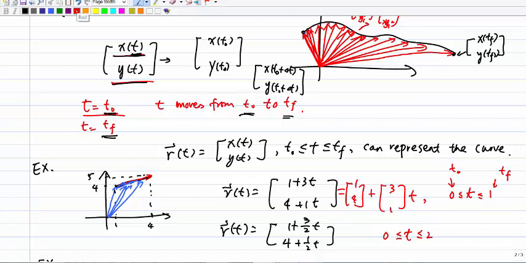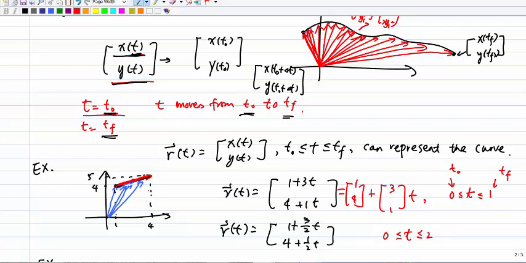Okay, a straight line means I have a straight line curve starting from, let's say, (1, 4), this point, and ending at (4, 5). So this is the sort of curve I want to represent. Okay, how do I represent that? My starting point is (1, 4) and my ending point is (4, 5).